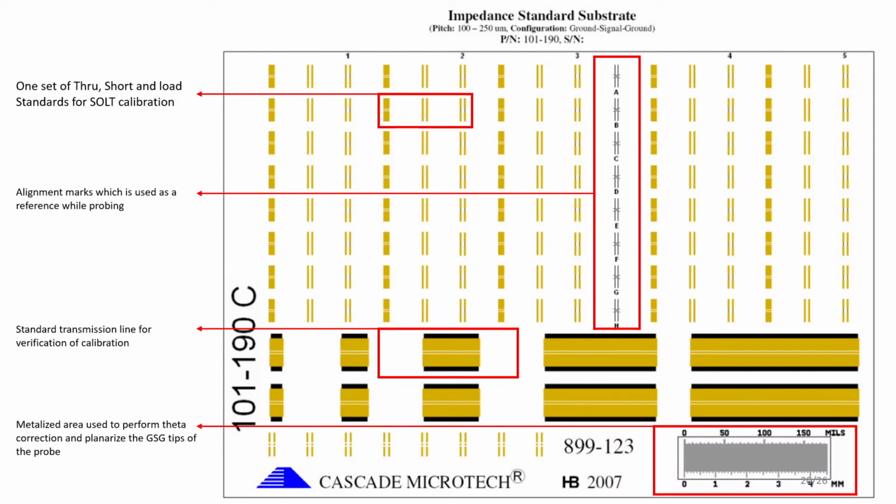Seen here is a calibration substrate by Cascade Microtech. In the first red box, we see one set of through, short, and load standards for SOLT calibration. We have alignment marks which are used as reference while probing. The calibration substrate also provides some transmission line structures, and it provides a metallized area that we can use to perform the theta correction and planarize the GSG probe tips of the probe.